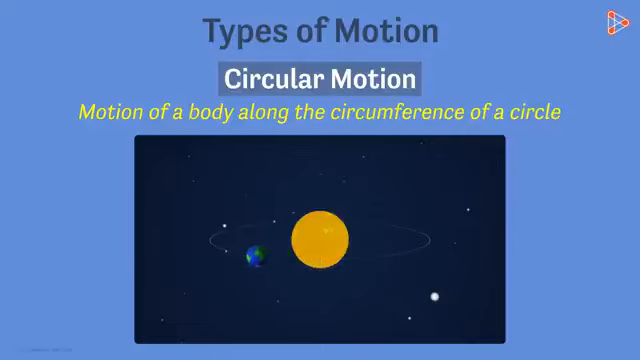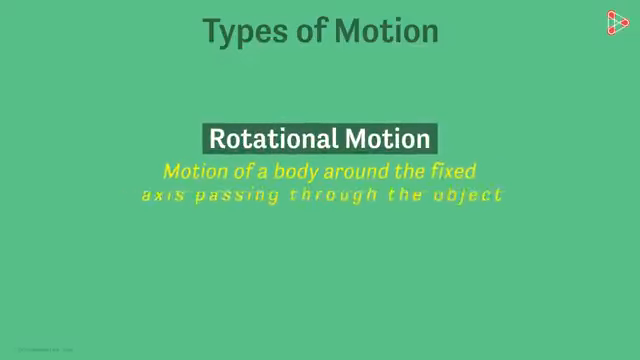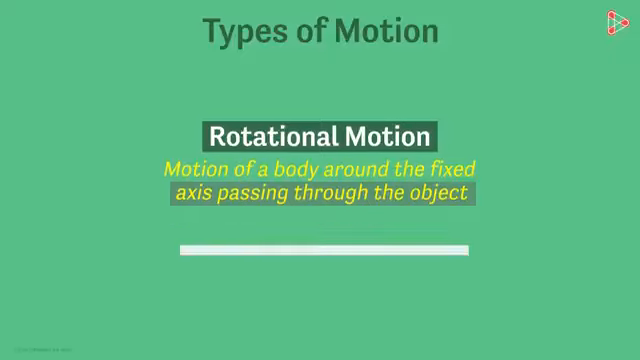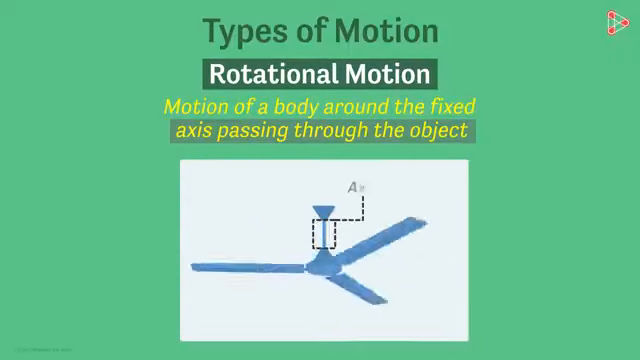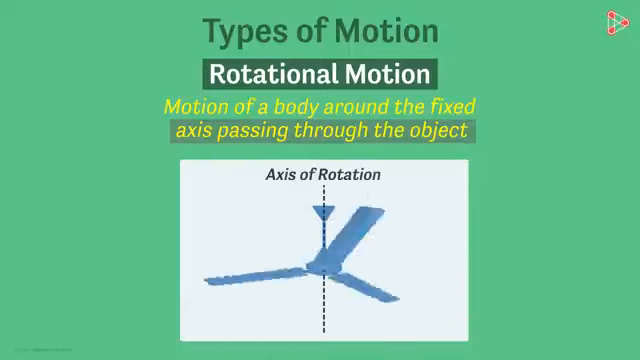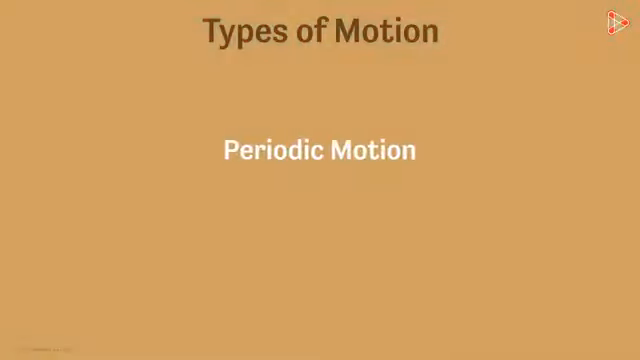The third type of motion that we saw is a rotational motion. It is the motion of a body around a fixed axis which is passing through the object. This is important. The axis has to pass through the object. Example of rotational motion is a ceiling fan rotating along its axle. So you see that if I draw a hypothetical line called the axis of rotation, then it's passing through the fan.